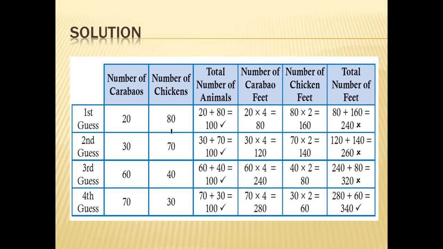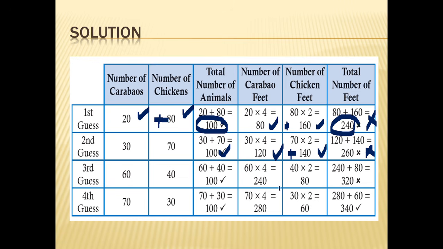So, pwede natin ganito. Ano natin kung for example, 20 yung carabaos and then we have 80 chickens. So, pag pinag-add natin dalawa na yan, tama, 100 siya. Pero, 20 times 4 is 80. And then 80 times 2 is 160. Pag pinag-add natin dalawa, lilitaw na 240 siya. So, mali yung sagot natin. Di ba? O, so, hula ulit tayo. Pag 30 naman kalabaw at 70 chicken. So, still tama pa rin, 100. Pero yung paa, kasi apat, so 120. So, dalawa, 140. Pag pinag-add natin, we have 260. Yung dalawa, di ba? So, mali pa rin. Kasi 260. Ang kailangan natin is 340.